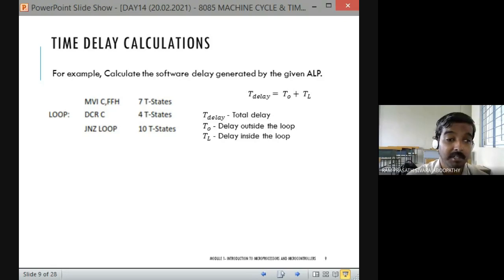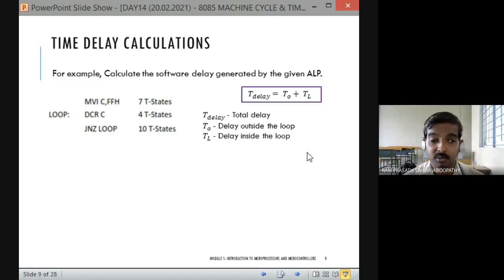So see how we express the time delay here: delay outside the loop and delay inside the loop. We have specified them as T0 and TL. Correct? T0, T with suffix O. Outside the loop, how much timing it takes, and inside the loop, how much timing it takes. Like that you have to split it. Fine. First we will go with the outside loop.